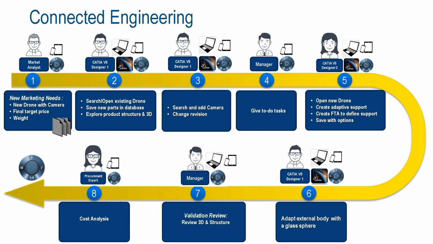In step 4, a manager reviews the revision and creates the detailed design request. In step 5, a second CATIA V5 designer opens up the new project and creates the part to connect the camera to the original drone model and saves it inside the platform. In step 6, we go back to the first CATIA V5 designer. He modifies the body of the drone and adds a protective glass sphere to the design. In step 7, the manager reviews and validates the design work. And finally, in step 8, another type of user in procurement needs to access the 3D design to create a cost analysis. So with that background, let's go through the process and show you how it works.